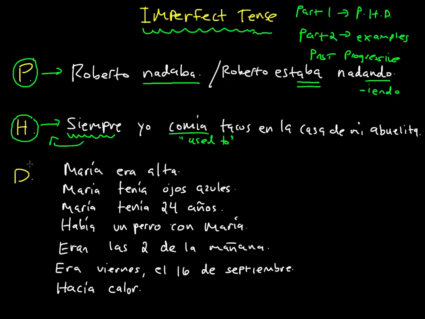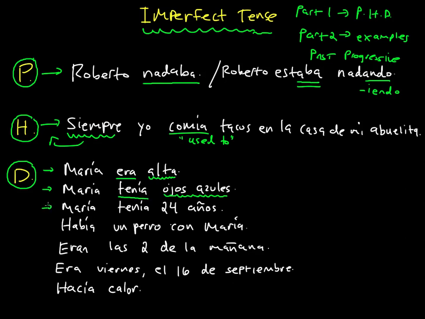Now let's look at D, which represents description, and we have several examples here. So let's take a look at this first example. María era alta. Well, I know this is an example of description because of this word here, alta, which describes María. Okay, and so we use the imperfect tense. Let's look at this second sentence. María tenía ojos azules. So this here describes her eyes. So she had blue eyes. And so that's a description, and so we use the imperfect tense.